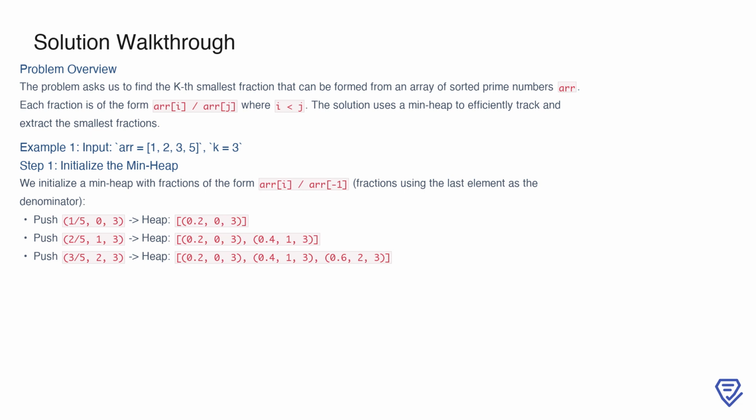For example, given the array 1, 2, 3, 5, and k equals 3, we start by initializing the min-heap. The first step is to push fractions into the heap, using the last element of the array as the denominator for each fraction. Specifically, we push 1/5, represented as 0.203, 2/5, as 0.413, and 3/5, as 0.623. After this step, the heap contains these fractions in ascending order of their values.